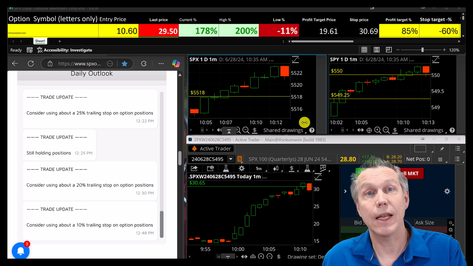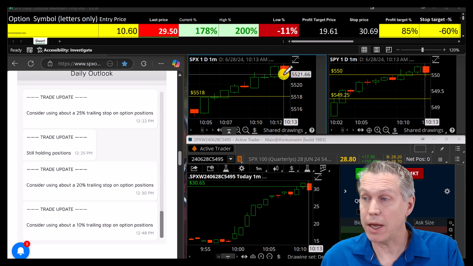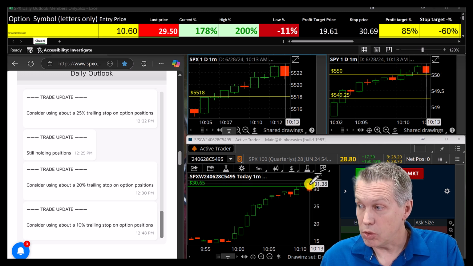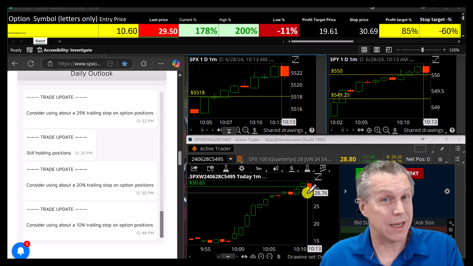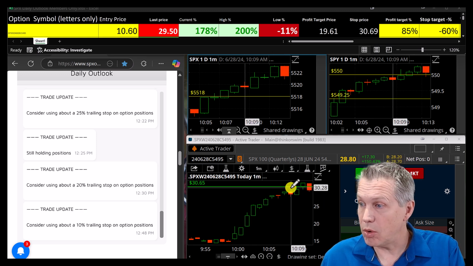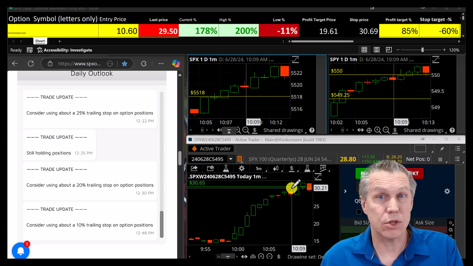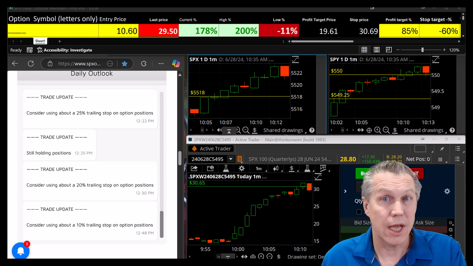Okay, now we finally had a pullback here in the 10:13 bar, and you can see it started to pull back on the SPX and the SPY. You'll notice that our option pulled back that 10%, and so we would have exited our trade here as it broke that 30.65 level, which was about a 10% trailing stop. That's exactly where we would have looked to exit our trade.